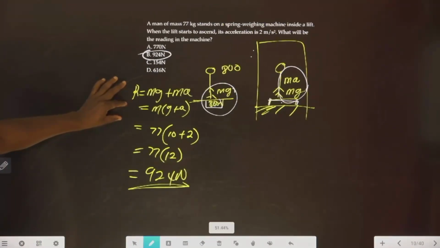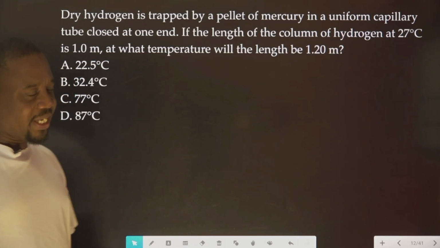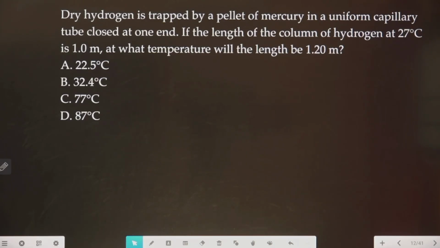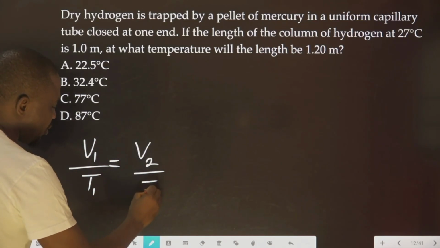Okay? Let's look at this question. It says a dry hydrogen is trapped by a pellet of mercury in a uniform capillary tube closed at one end. If the length of the column of hydrogen at 27 degrees Celsius is 1.0 meter, at what temperature will the length be 1.20 meter? To do this, we need to use Charles's law. What is Charles's law all about? It says that V1 over T1 equals V2 over T2.